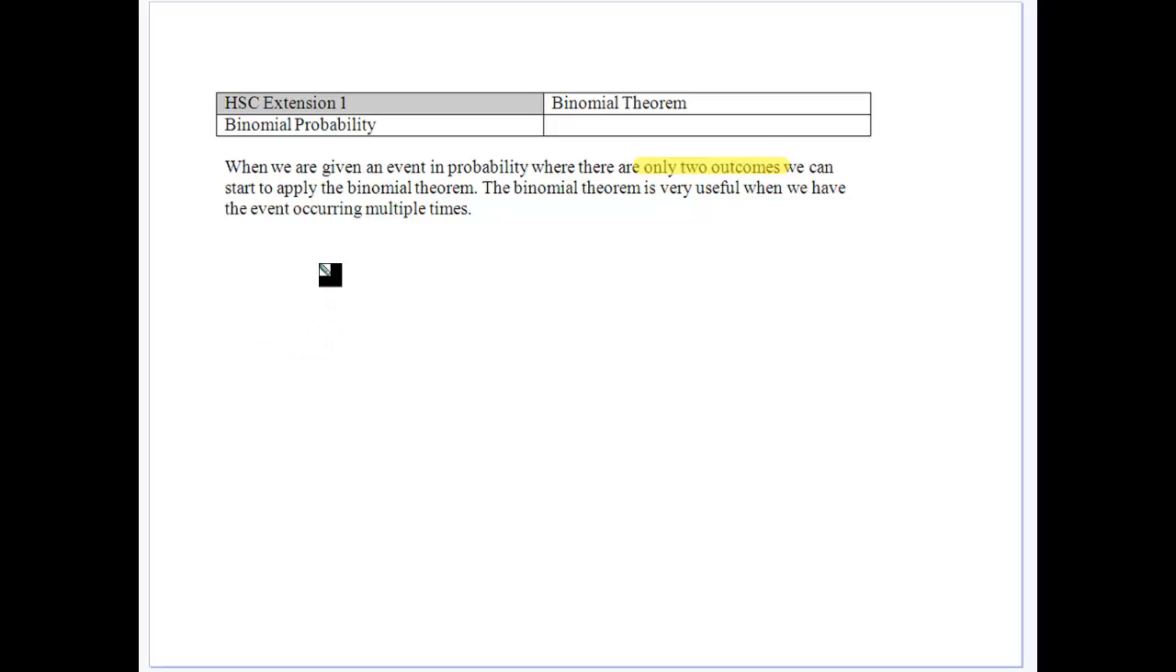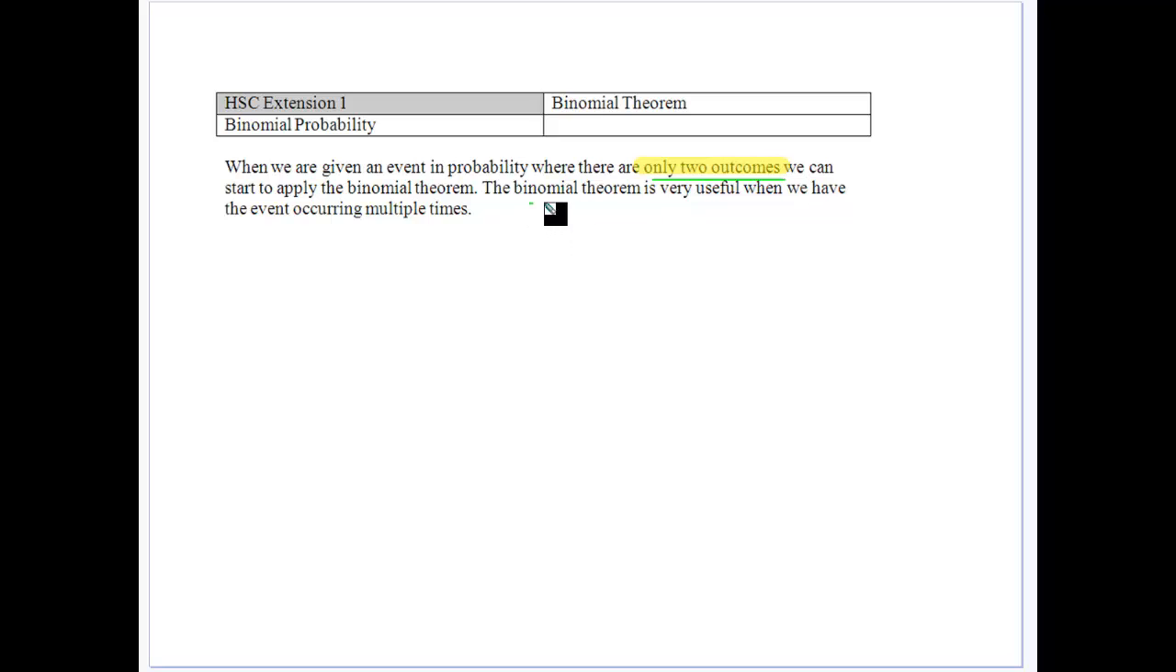We want to look at binomial probability. Now, the idea of binomial probability is obviously using the binomial theorem, and where this comes in handy in probability is where we have a situation where there's only two outcomes. So it's the either or situation happening. Really, complementary events lend themselves very well.